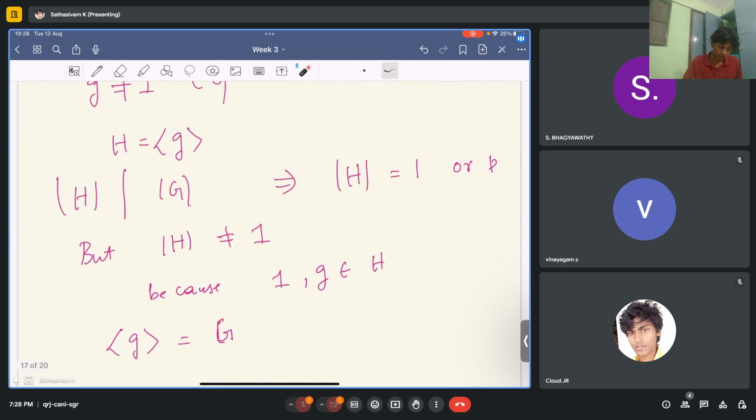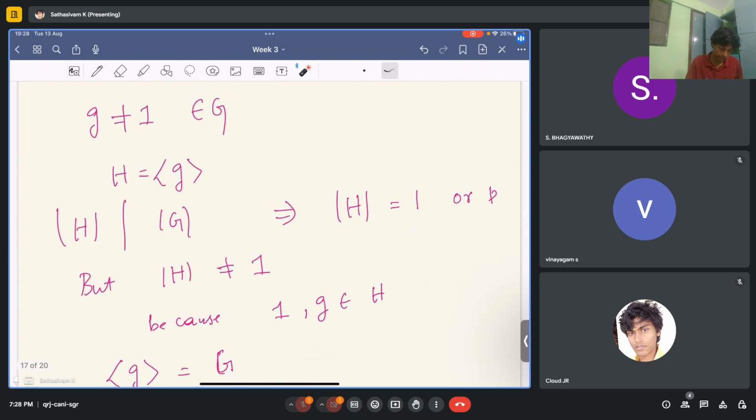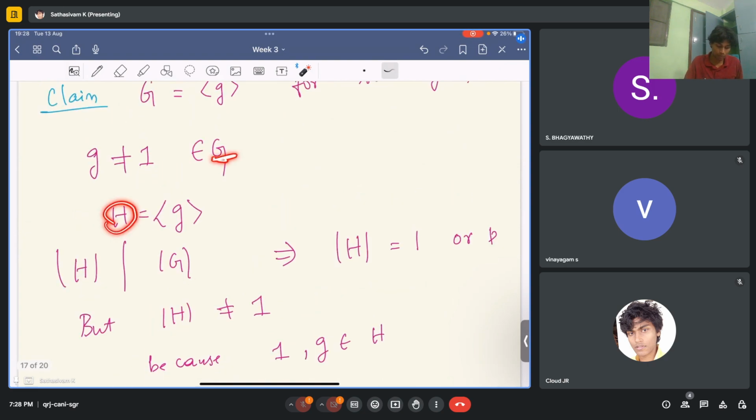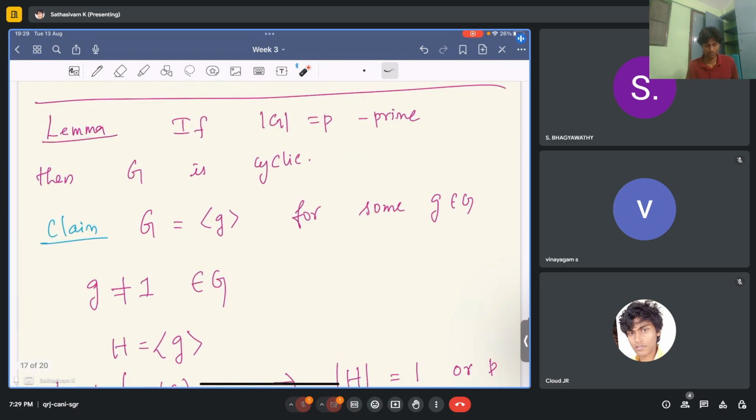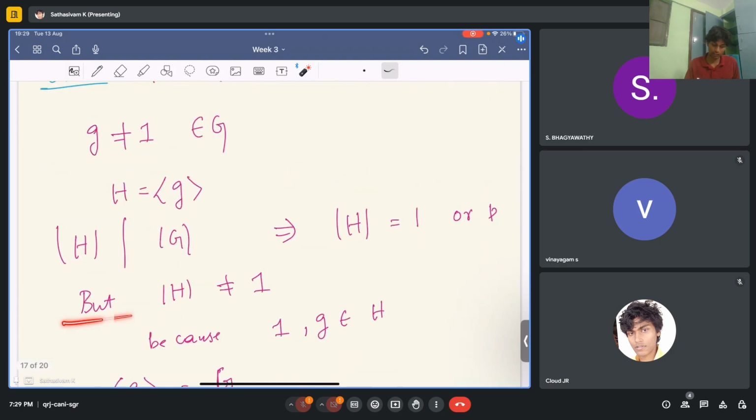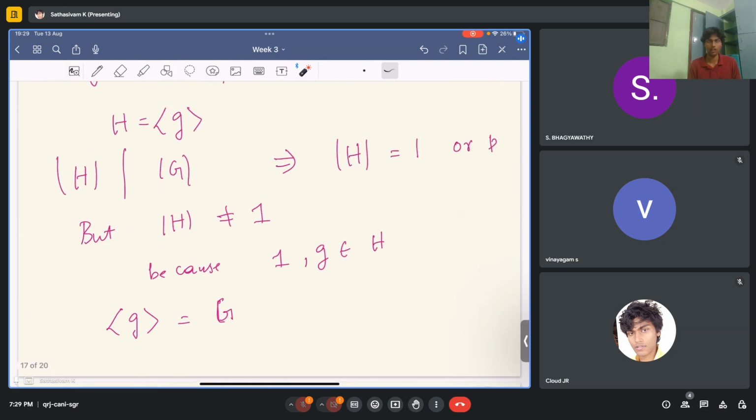So basically this H is a subgroup of G, but they have the same cardinality. That means they are the same, right? You can clearly see here how this Lagrange theorem is useful. Here we are using the Lagrange theorem, and only that we are proving it here. So in that sense, Lagrange theorem is very useful.